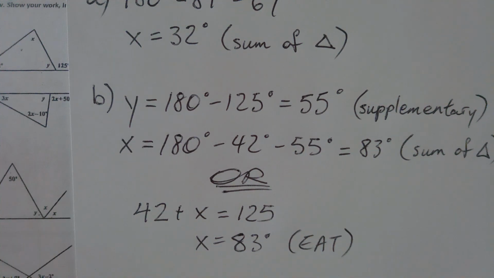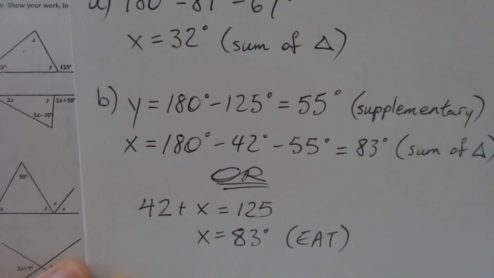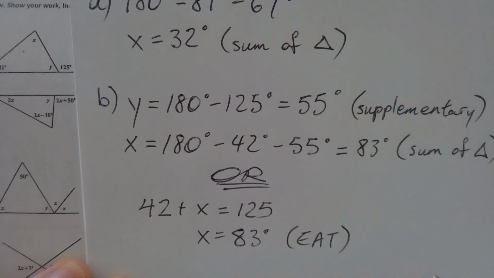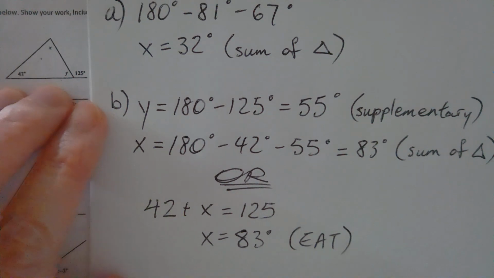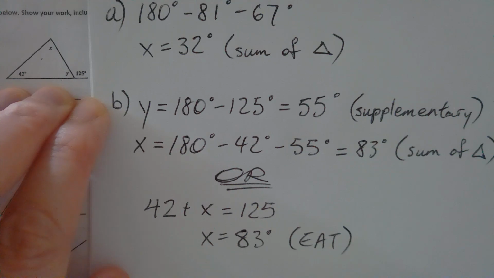Let's just say I made a mistake and I got x equals 113 degrees. Based on the diagram, how do I know that it's wrong if I got x equals 113 degrees?